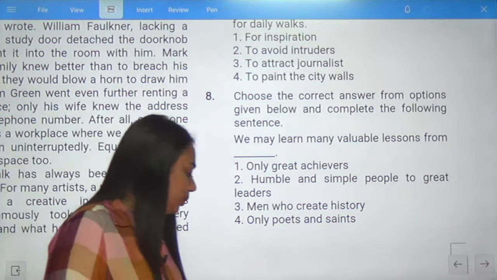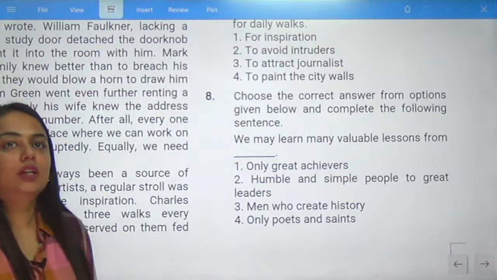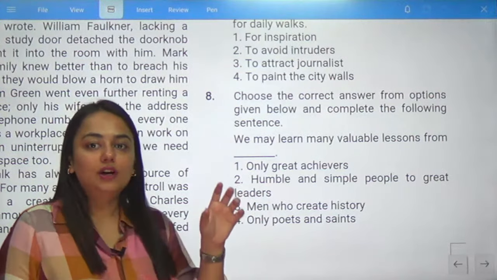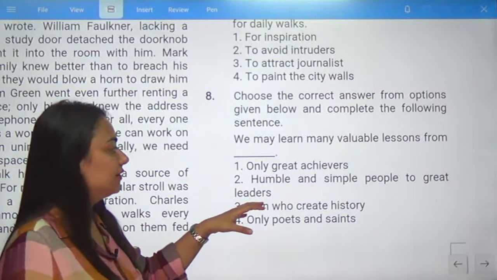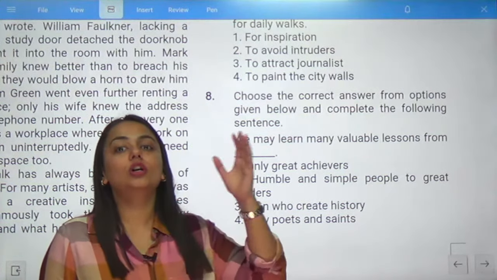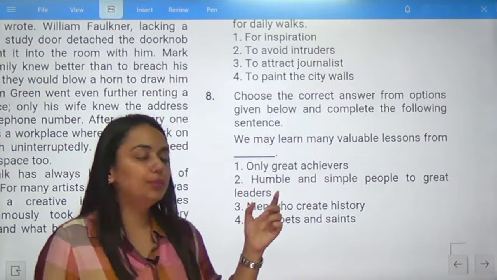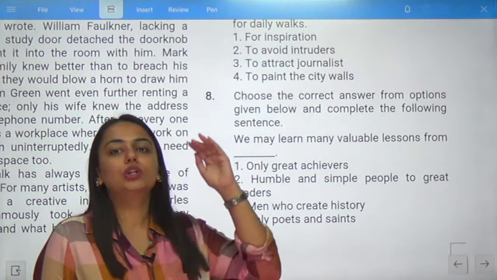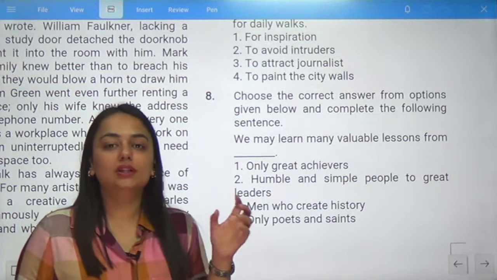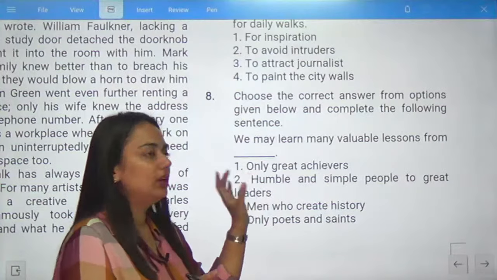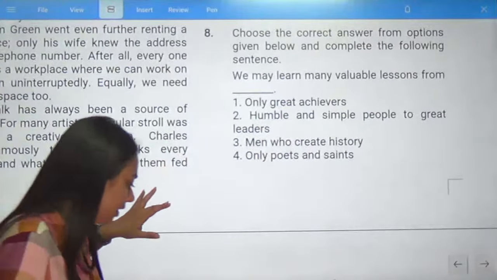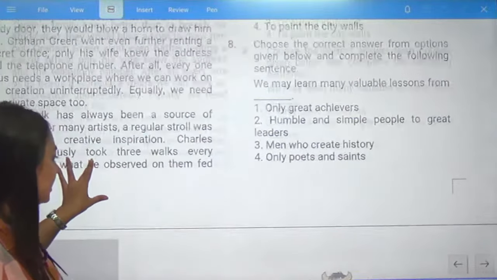What is the answer to this one, Amit? The answer here is humble and simple people to great leader. First line, first paragraph, it was directly given कि हमें उन लोगों की life में peep करना चाहिए या उनको refer करना चाहिए, और we should be looking up to those people, those who are simple and humble, and they reached great heights. So they were great achievers. Only great achievers से नहीं, because the humble aspect is missing in the first one. First one cannot be the answer here. Yes, very good, Amit. The answer is correct.